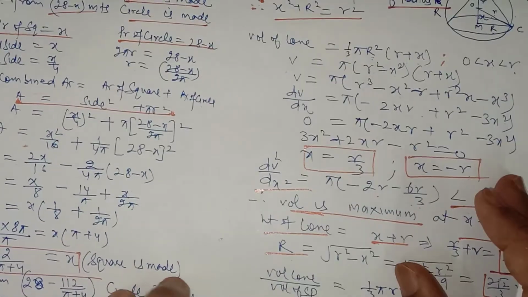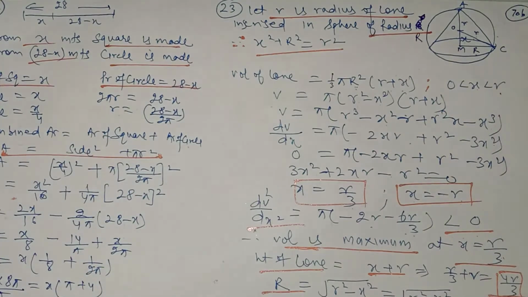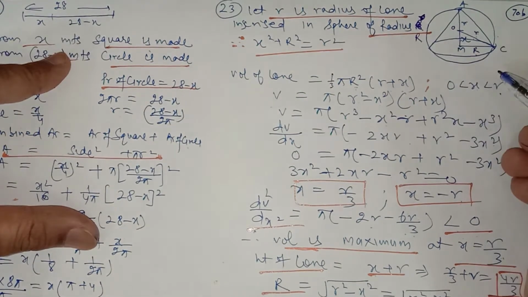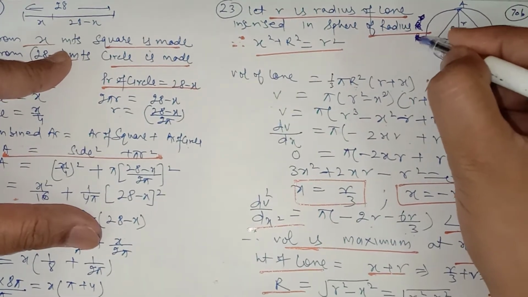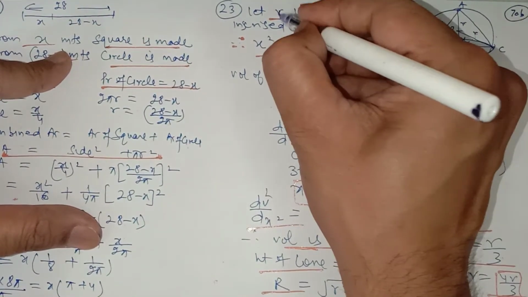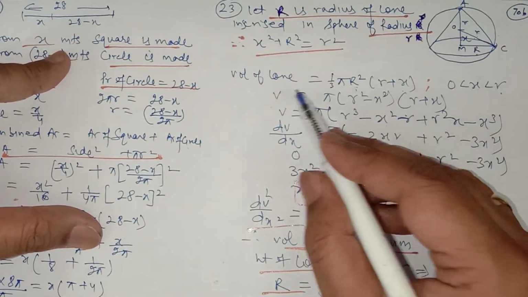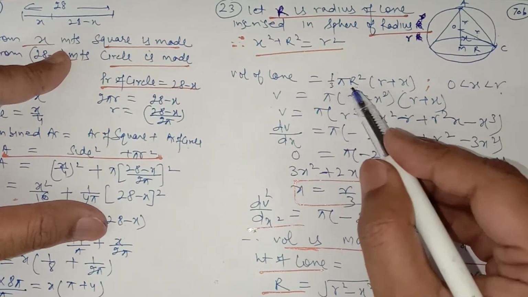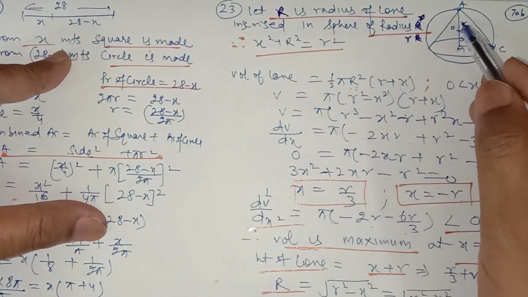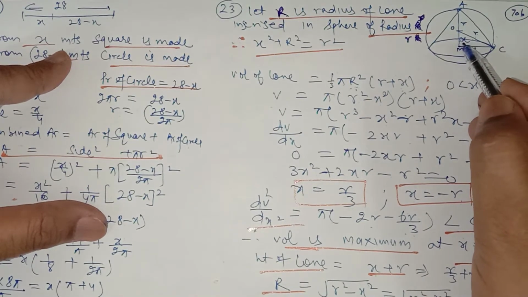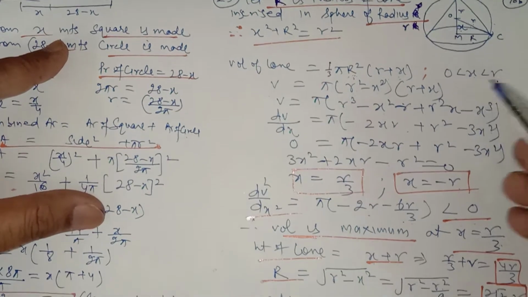You have to prove it. It is given in this question that a cone is inscribed in a sphere of radius r, and we let the radius of the sphere be small r, and the radius of the cone we have taken as capital R. So the volume of the cone, you have to prove it is maximum. It is 1 upon 3 pi R square h, the height of the cone will be r plus x. This is the radius of the cone.